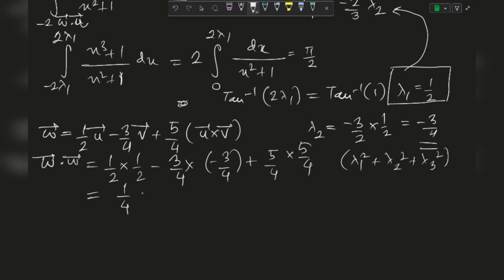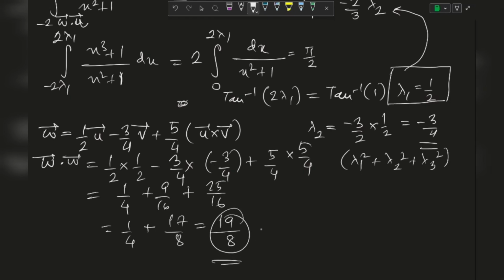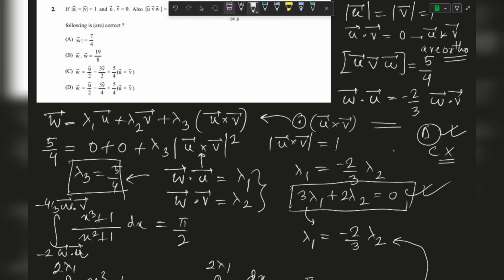So this we will get 1 by 4, this is 9 by 16, this is 25 by 16. So this is 1 by 4, this is 34 by 16, which on cancelling we will get 17 by 8. So basically on adding this, 2 gets to the top, 17 plus 2 is 19. So your final answer is 19 by 8, which is w dot w. So here our option B becomes correct and option A becomes wrong, because mod w squared is 19 by 8. So mod w should be root under 19 by 8 and not 7 by 4. So that option is wrong. And for this question, the correct options are B and D.